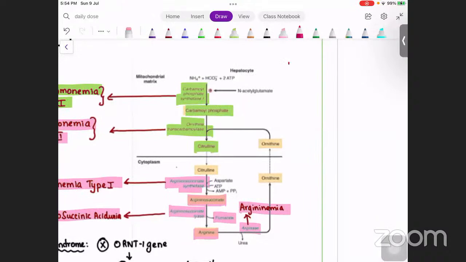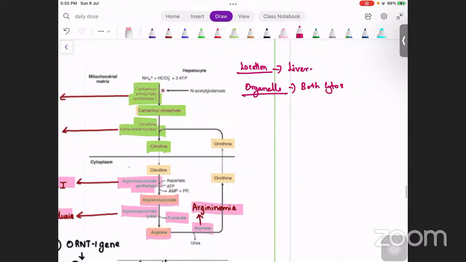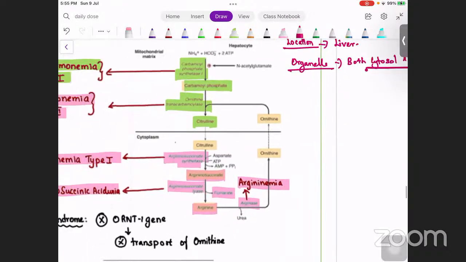First point: what is the location of the urea cycle? In the organ, it is the liver. Organelle, it is both cytosol and mitochondria. We studied in gluconeogenesis that HUG requires both. H stands for heme synthesis, U stands for urea cycle, G stands for gluconeogenesis. We have now studied all three cycles.